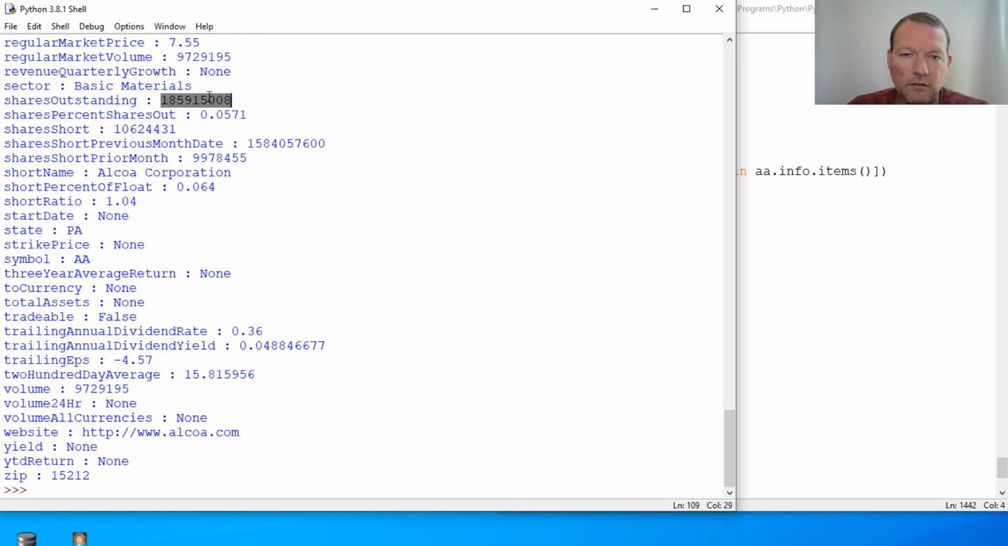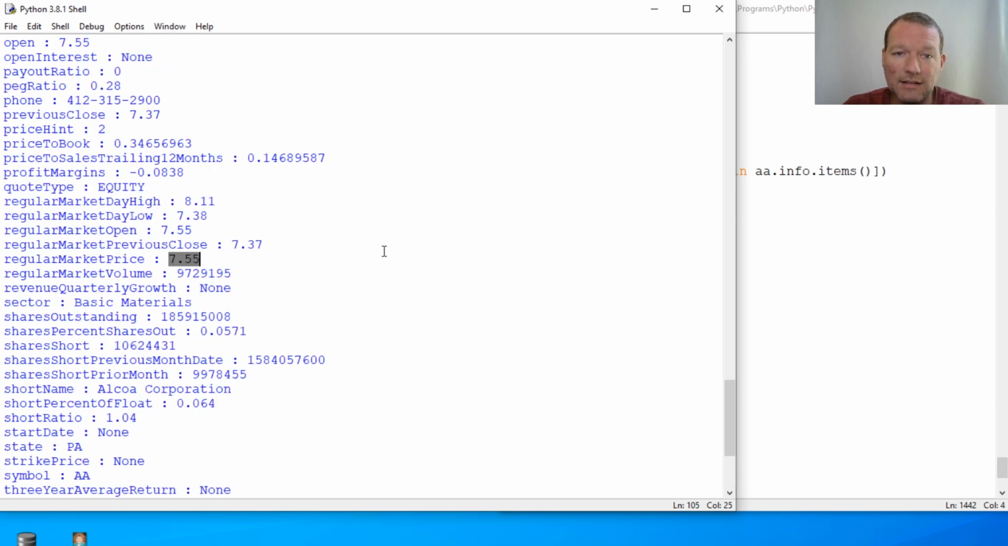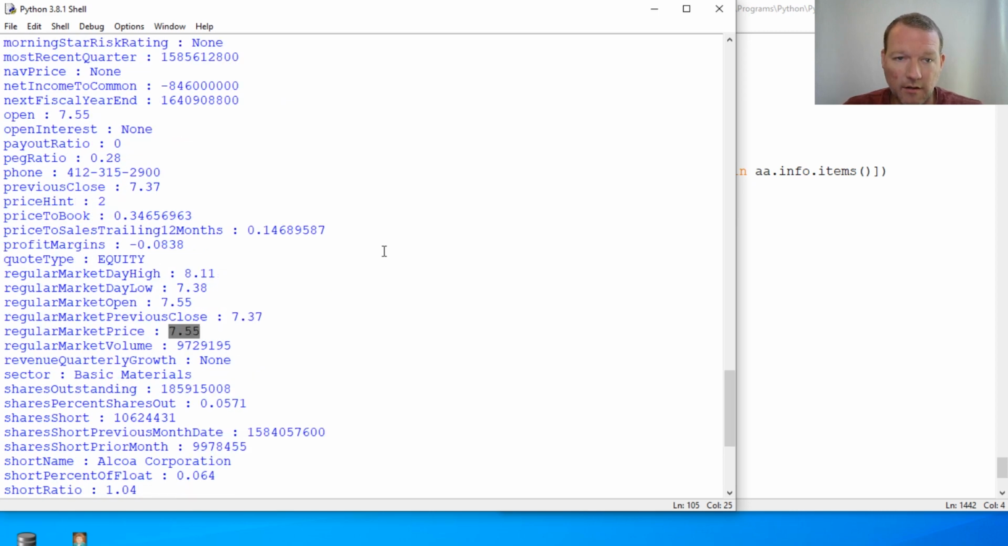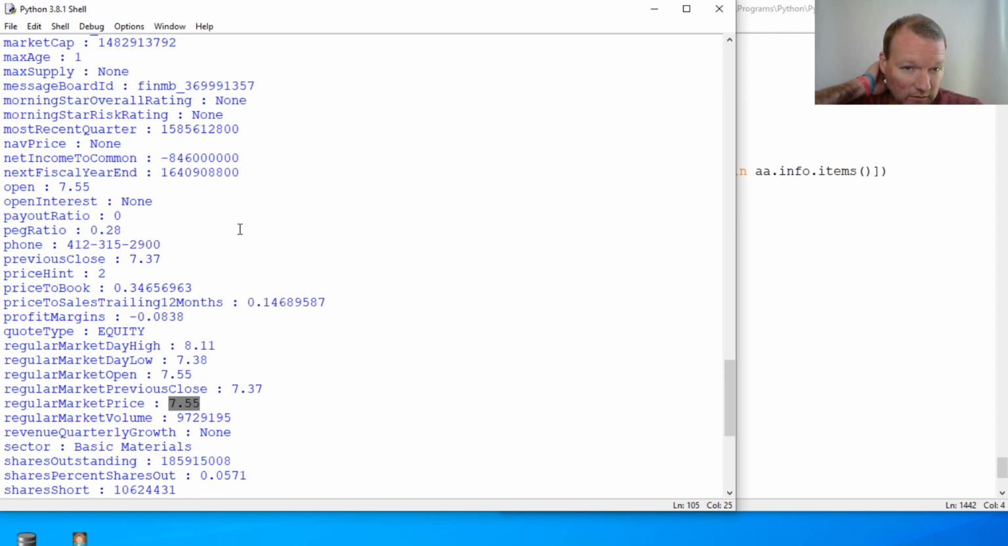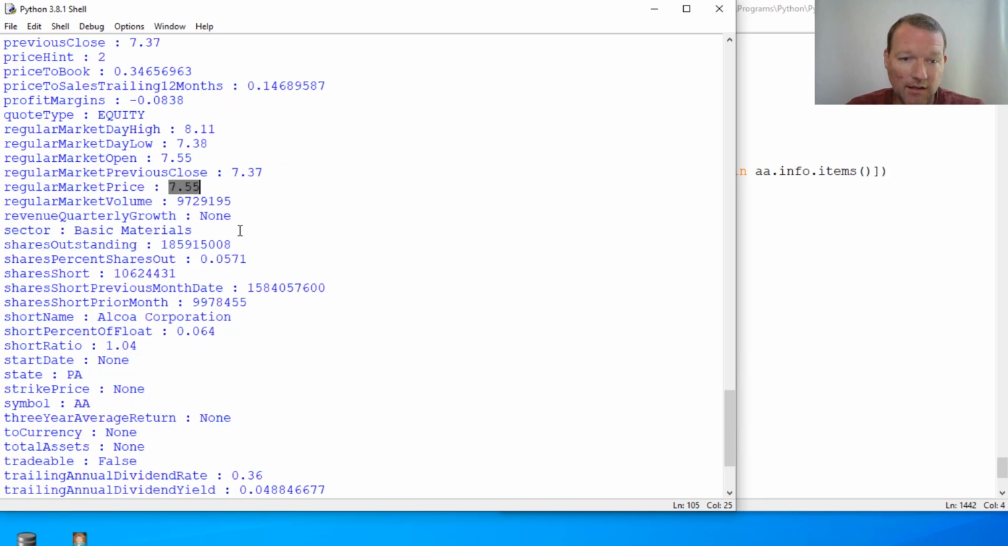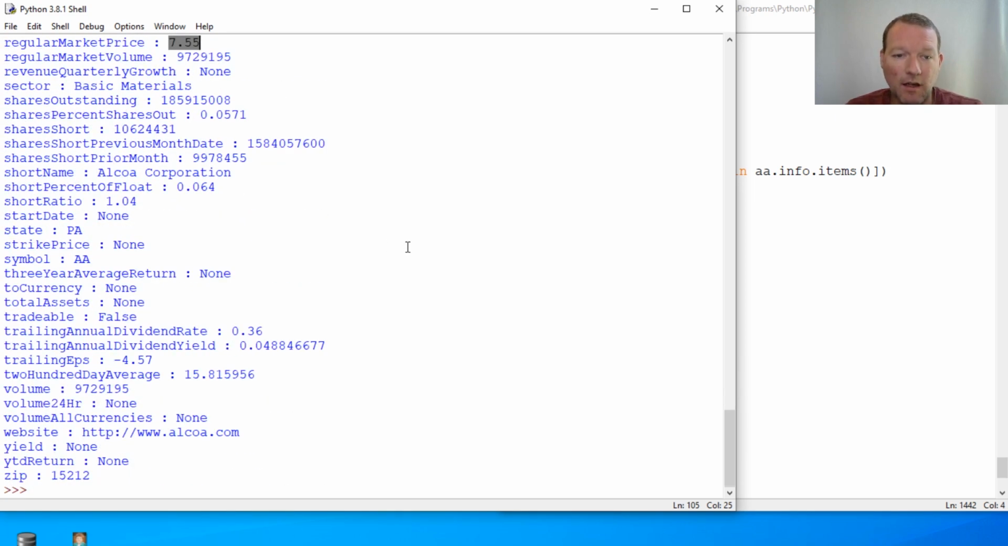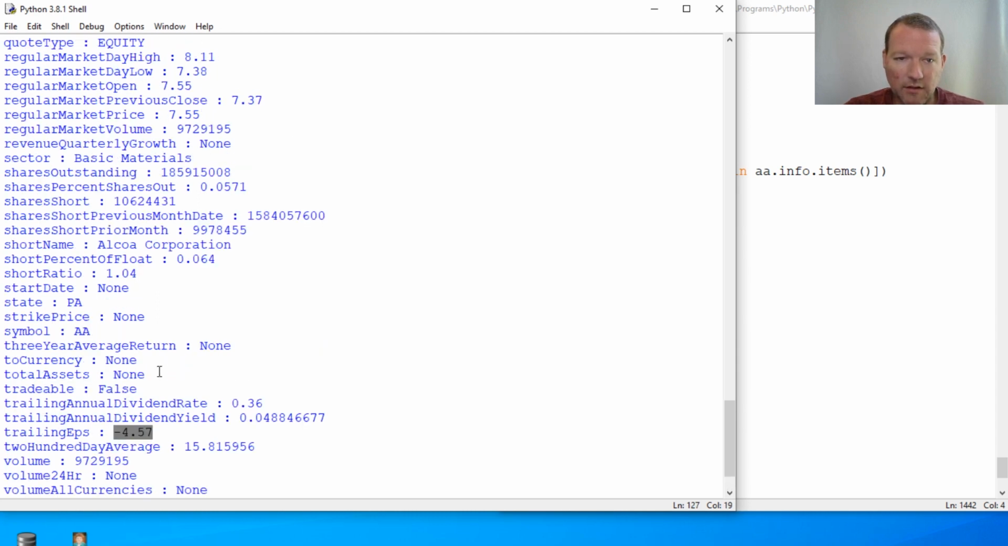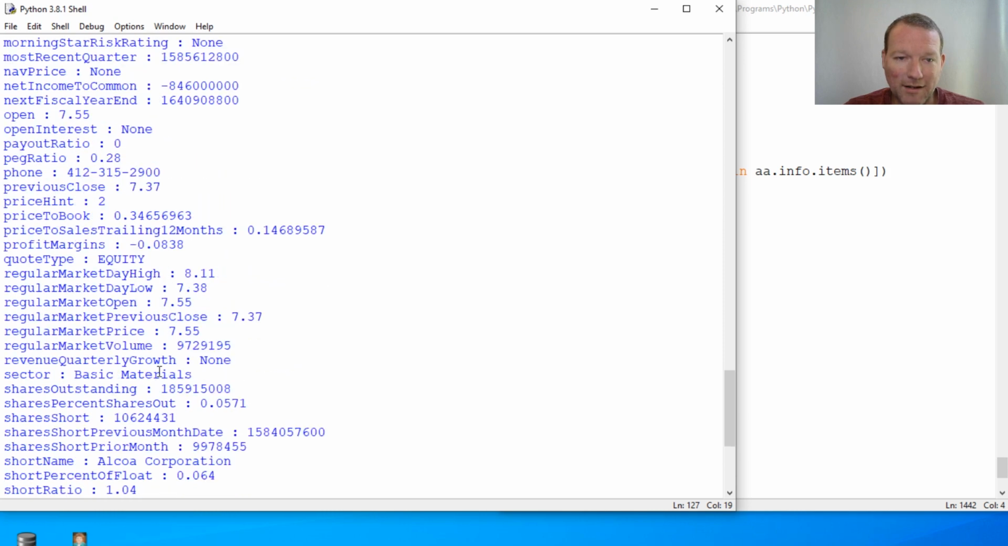There's 185,915,008 shares outstanding times 7.5. That is how much this company is worth. All right. And we'll get way into more of this, but these are the basics of important stock market data that you begin to build and understand. Look at this. They've just been losing money like crazy. So, all right. We may need to find something else.